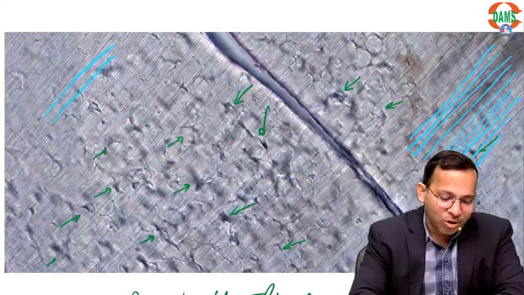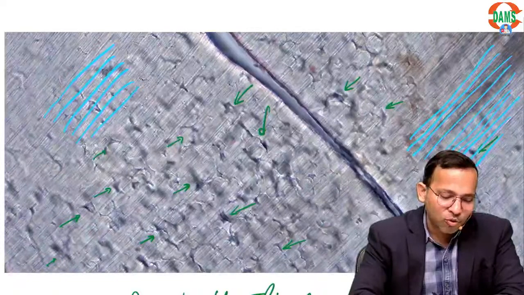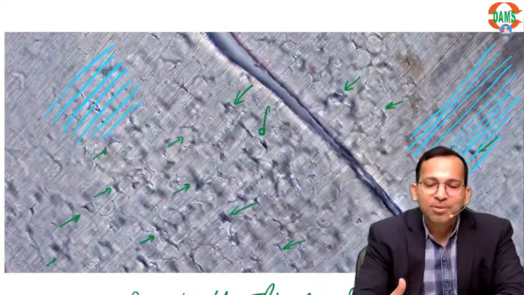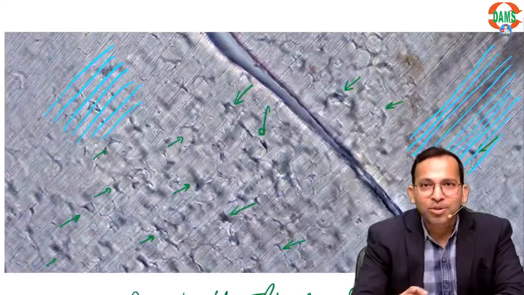So take a stock of these lines. There are so many lines, isn't it? So what does this represent? It represents dentinal tubules. So this tissue is dentine.